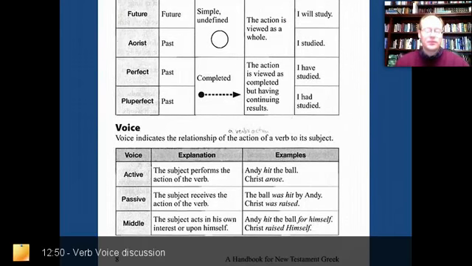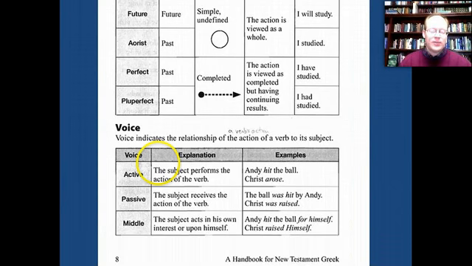The second characteristic of verbs is voice. Voice indicates the relationship of a verb's action to its subject. Now, in English, we don't talk about voice much, so this is probably a new concept for you. So pay close attention here. Three kinds of voices in Greek. They are active, passive, and middle. Active and passive we should be at least somewhat familiar with in English.